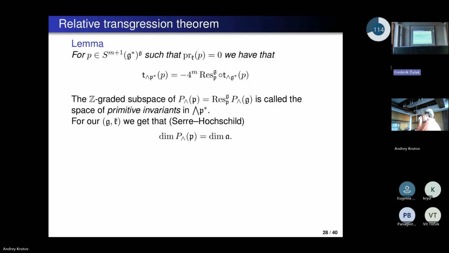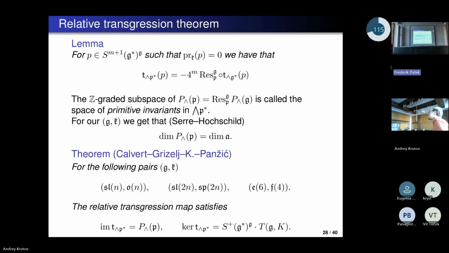And then, using some magic, the Serre-Hochschild spectral sequence, you should look at the second page of it, you can prove this fact that this restriction is non-zero and we know the dimension of it. And it gives us a relative version of the transgression theorem for the cases of our interest. As I said, only in these cases this will be non-zero. So we prove the relative transgression theorem.